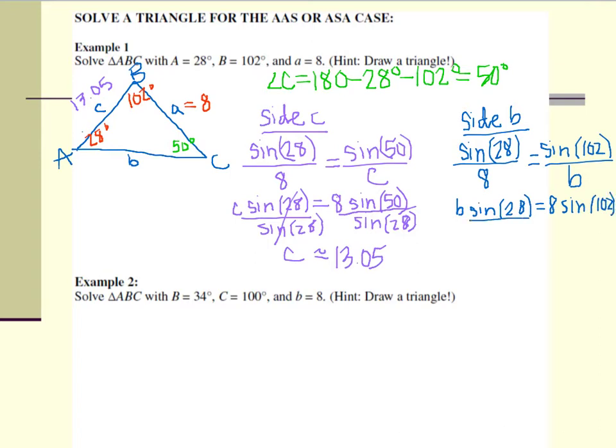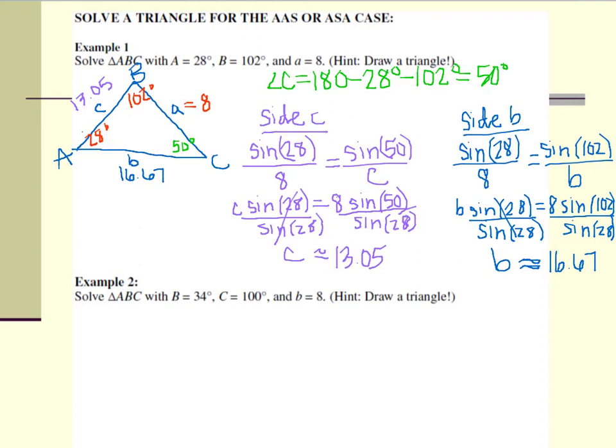And if I want b alone, I need to move that sine of 28. So I'll divide both sides by the sine of 28. So these cancel. If you put this into your calculator, you should get 8 sine 102 divided by sine of 28, which will give you approximately 16.67. So b is 16.67. So we've now found all the angles and all the sides. We have solved this triangle.